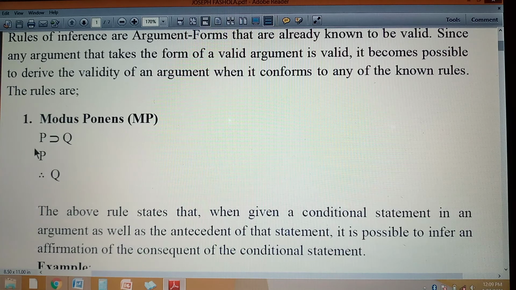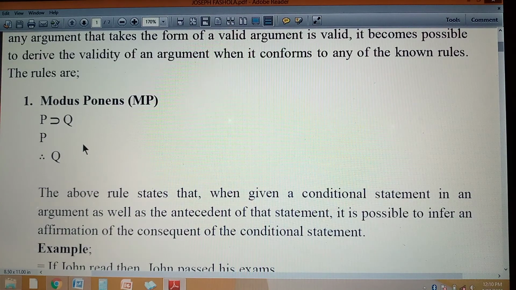Now, this is what the rule says. P conditional Q, P, therefore Q. This rule is simply saying that if you have an argument where the first premise is a conditional statement, such as P conditional Q, and then you have another premise that is an affirmation of the antecedent of the first, then you can infer on your own a conclusion that is an affirmation of the consequent of that first premise.